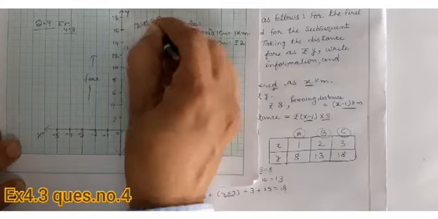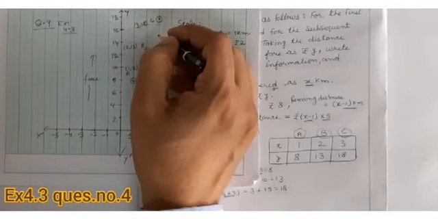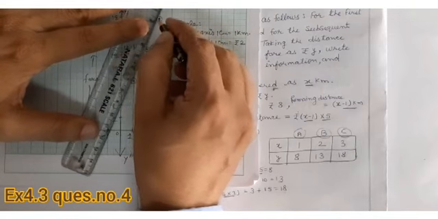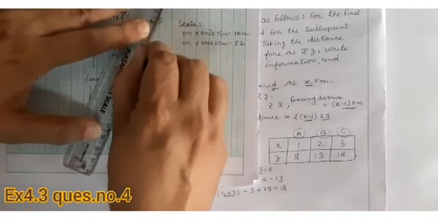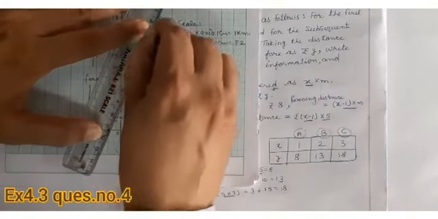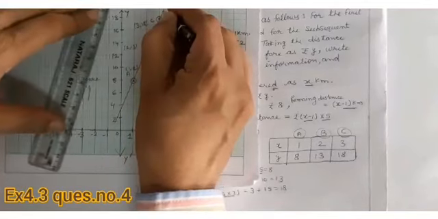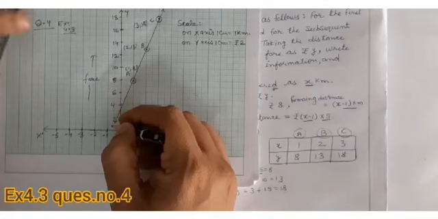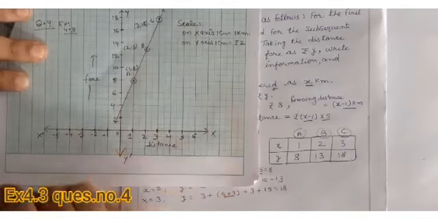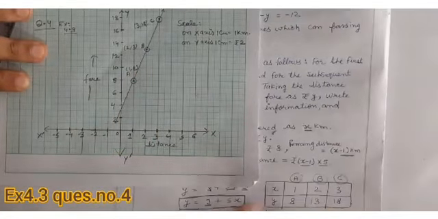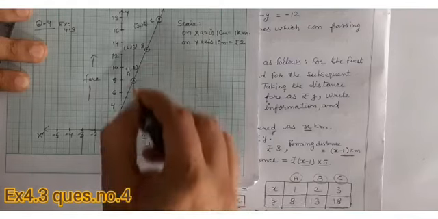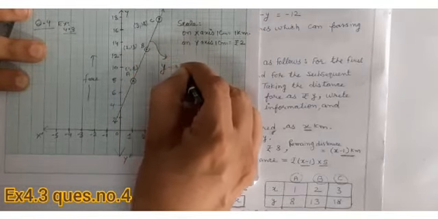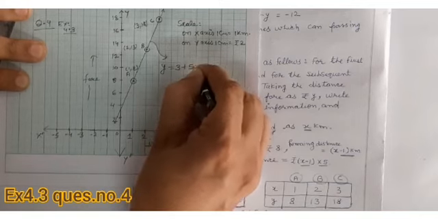Now I am joining them with the help of a scale to make one straight line, and this is the line which represents the linear equation with two variables x and y. This is the line, this is the equation of the line. Okay, what is the line? Equation of the line is y is equal to 3 plus 5x. I can write here y is equal to 3 plus 5x.